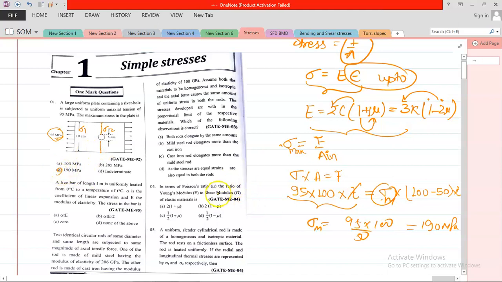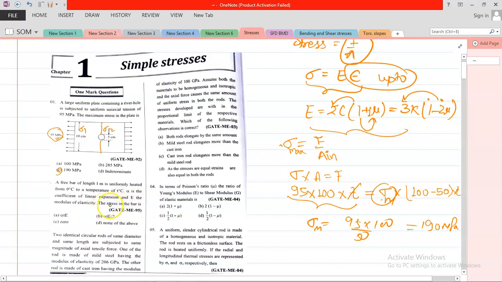Now the second question. After one page, I will ask if anyone has any doubt, then you can say. The second question: a free bar of length 1 meter is uniformly heated from 0 degrees Celsius to a temperature T degrees Celsius. Alpha is the coefficient of linear expansion and E is the modulus of elasticity.